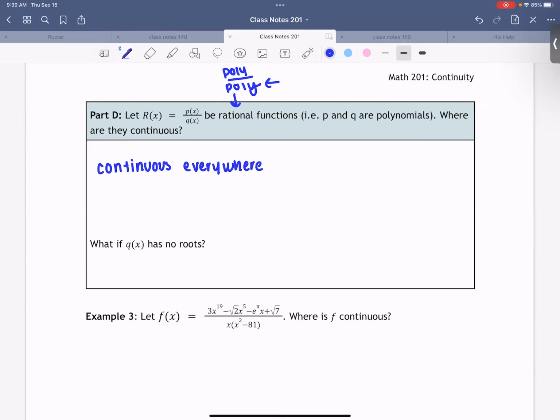Except when the denominator is 0, right? Except where our denominator, or q of x, equals 0. Okay. So we know that rational functions are going to be continuous, except where we got that denominator being 0. What if the denominator has no roots, which means q of x equals 0 doesn't have a solution? Where would our function be continuous then? It actually would be a lot of places.